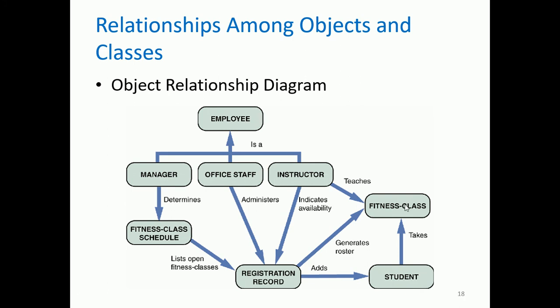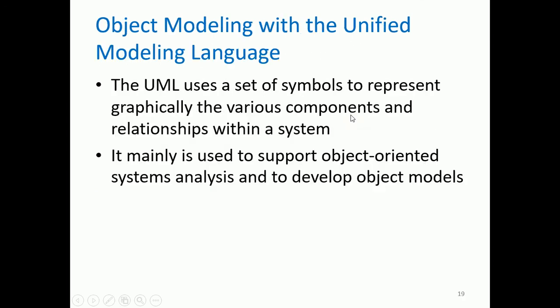So again, an object relationship diagram can be created if you are already familiar with or have identified objects in a given situation or context. Next, we have object modeling with the Unified Modeling Language, or the UML. The UML uses a set of symbols to represent graphically the various components and relationships within a system. It is mainly used to support object-oriented systems analysis and to develop object models.